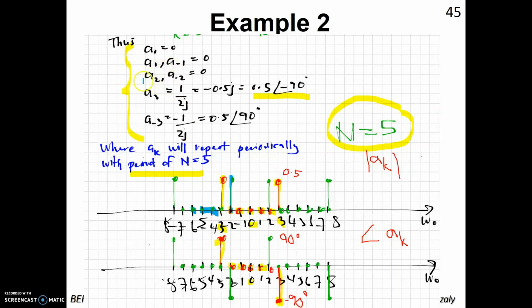It's similar for a_minus 2 and a_2, which are equal to 0, so you just plot it at 0 here. Another one is at a_minus 3. Where is it? This one, right? You have the red color here, so it's going to be shifted by minus 5, so minus 3 plus minus 5 gives minus 8 at this point. So this is where you have the repeating part for the shifted values at N equal to 5.